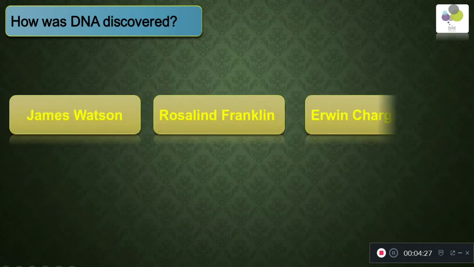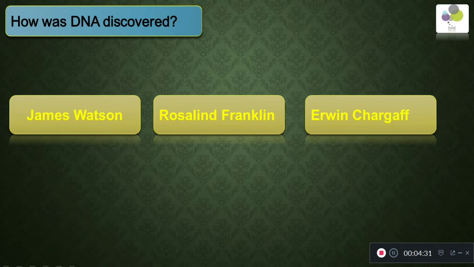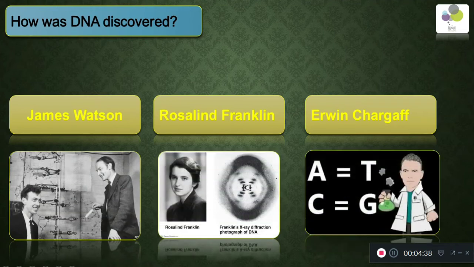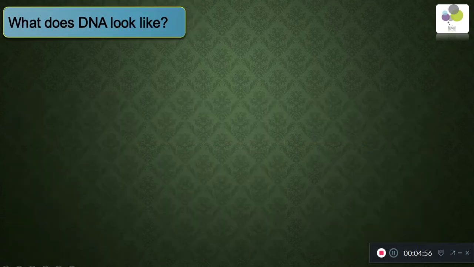So the most important scientists that we have to mention are James Watson, Rosalind Franklin, and Erwin Chargaff. What did they do? James Watson and Francis Crick both made the 3-dimensional shape. Rosalind Franklin and Maurice Wilkins both took X-rays of the DNA. Erwin Chargaff stated the rule that the amount of adenine equals the amount of thymine, and the amount of cytosine equals the amount of guanine.